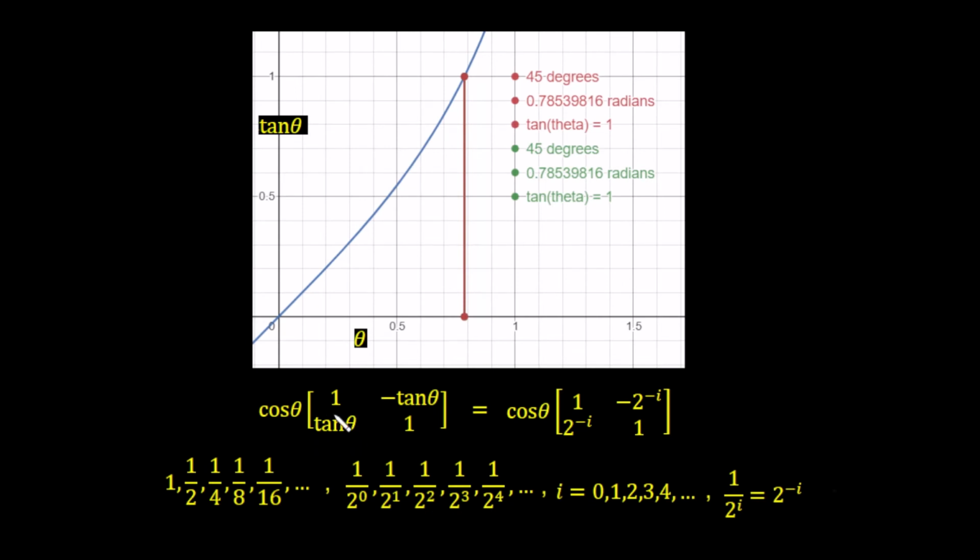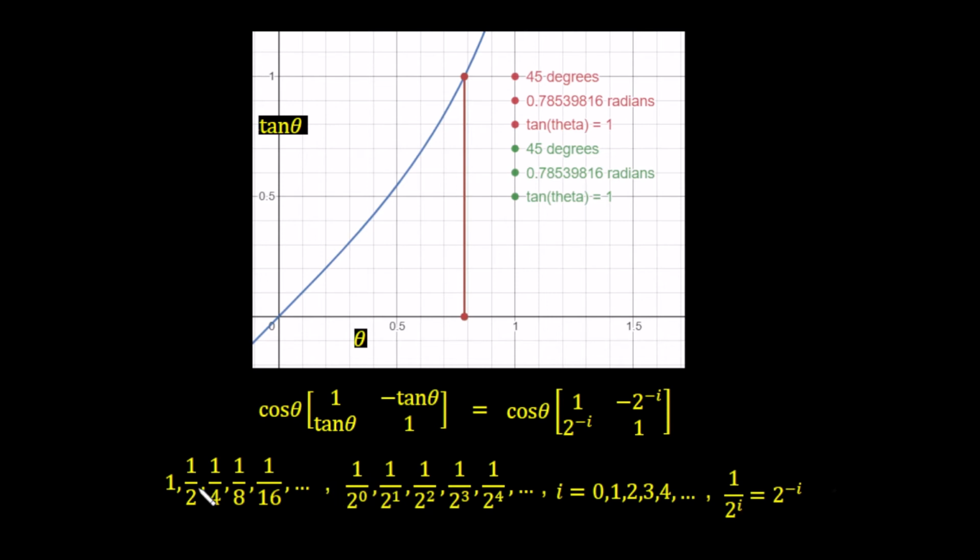So we can replace the tan theta and the tan theta here with the simple arithmetic manipulation 2 to the minus i and 2 to the minus i. Don't get confused here. All we're doing is taking the tan theta, which is up this axis, and we're allowed to choose the values for that tan theta. We've chosen the values of that tan theta to be 1, and then 1 upon 2, 1 upon 4, 1 upon 8 and 16, and so on and so forth.